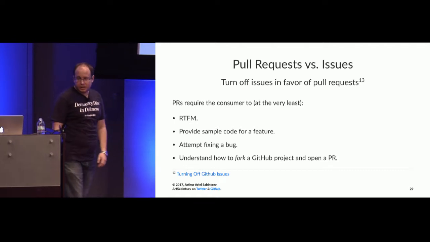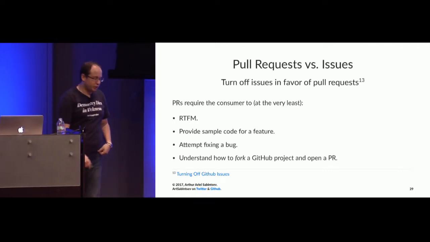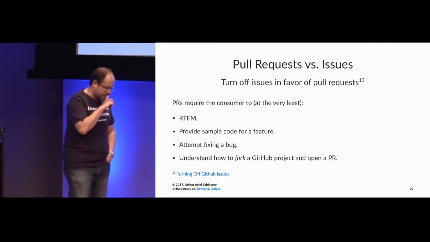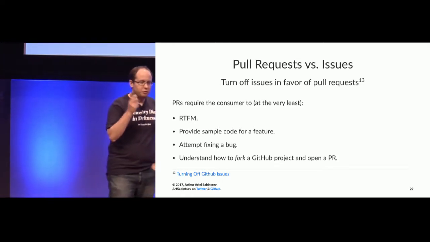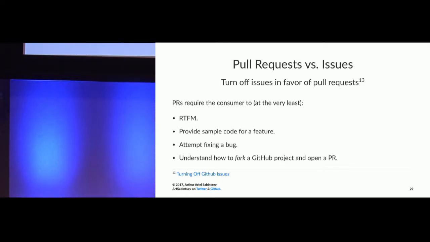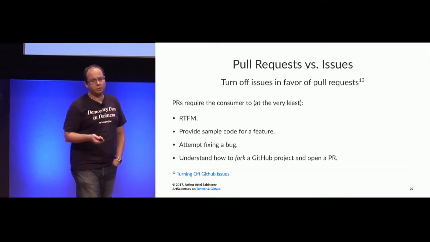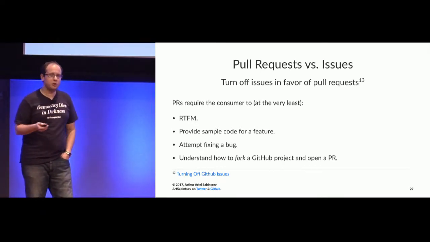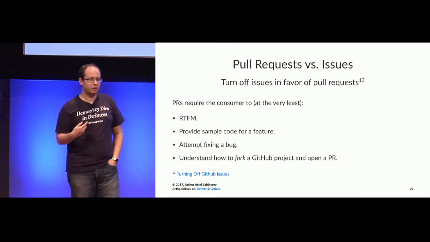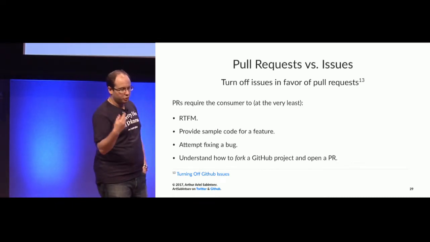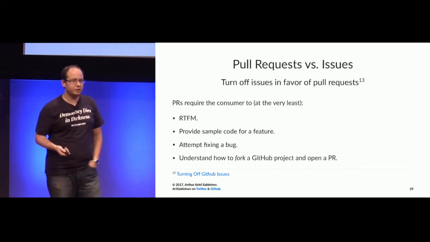Next is pull requests versus issues. There is a post online that gives some benefits to disabling issues. You can disable issues on your project if you want. I don't do it on mine because I don't mind helping people with common problems. It usually means that my documentation, my READMEs, aren't that good. So that helps me fix my READMEs by speaking to these problems more often.